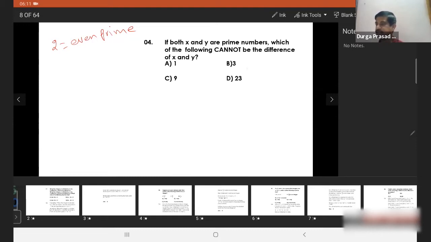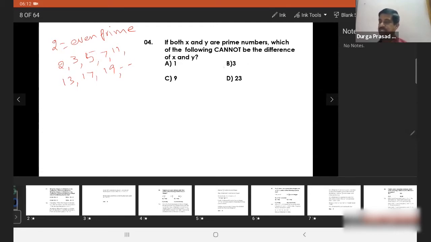So now look at this. He says, if both x and y are prime numbers, which of the following cannot be the difference of x and y? He did not state x is bigger or y is bigger, nothing. So let us write the prime numbers: 2, 3, 5, 7, 11, 13, 17, 19, like this. These are the prime numbers, etc. So many. He says, 1, yes, it can be.